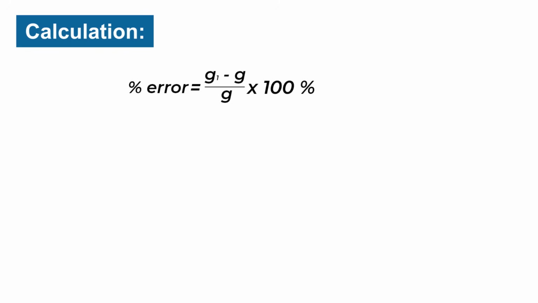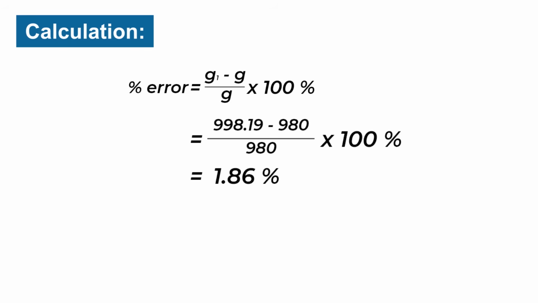So, the percentage of error equals g1 minus g by g into 100%, which is 998.19 minus 980 by 980 into 100, equals 1.86%.